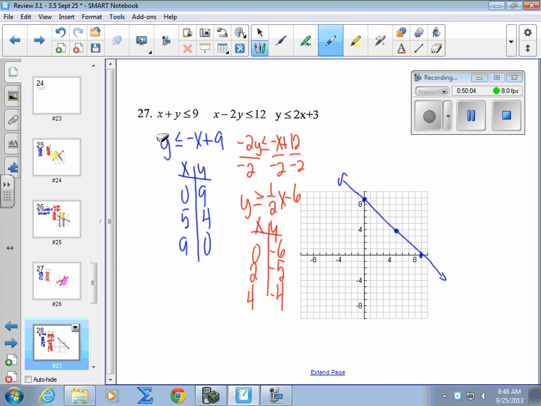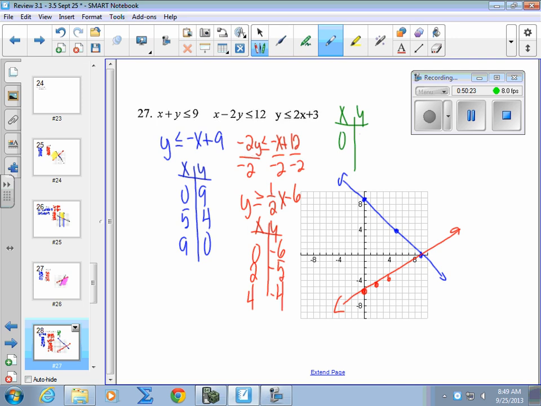We have 0 and negative 6. We have 2 and negative 5. We have 4 and negative 4. Dotted or solid? Solid. Okay. And the next equation is in green.